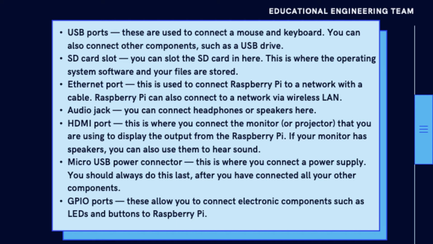Then you have observed the HDMI port. Now this is where you connect the monitor or projector that you are using to display the output from the Raspberry Pi. And if your monitor has speakers, you can also use them to hear sounds. Then we also have the micro USB power connector. Now this is where you connect a power supply, and you should always do this last after you have connected all your other components. Then lastly, we have the GPIO ports, and this allows you to connect electronic components such as LEDs and buttons to Raspberry Pi.